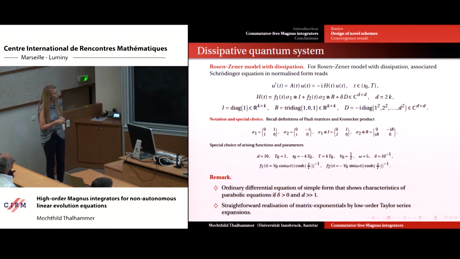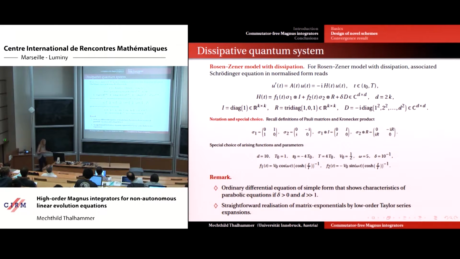Yeah, okay, and then we have a special choice of the functions involved. This system is nice. It's a very simple ordinary differential equation, so the implementation is rather straightforward. You still have the characteristics of Schrödinger equations or parabolic equations when you choose a slightly larger dimension, so you see instabilities. And what is also nice in this case, you can just use Taylor series expansions in order to compute the matrix exponentials, and low order approximations are sufficient. So we took 6 or up to 8 terms in general.